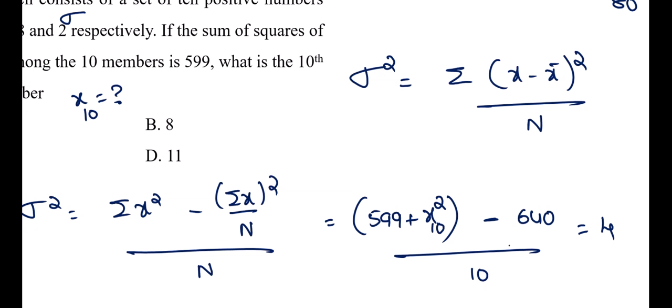Now this will go to that side, 40. I hope you got x10 square is 40 minus 640, right? That will go to this side, 680. 680 minus 599 means we will get 81. x10 square is 81. x10, the 10th number, is 9. Standard deviation, very important here.